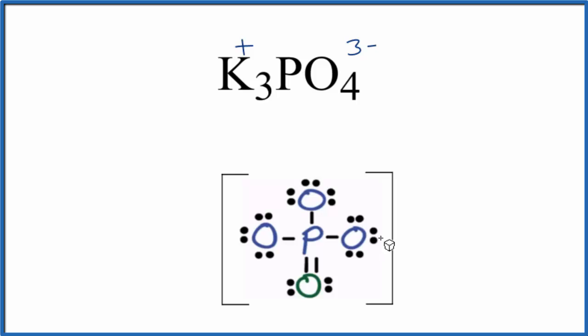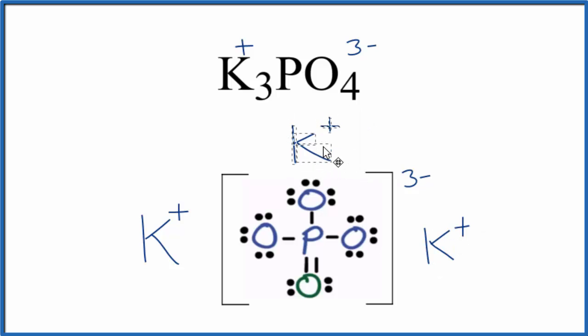So we have our phosphate ion, and we said that it's 3 minus. That means it has 3 extra electrons, and it got them from each of the potassium atoms. So let's put the potassium ions here. K plus, K plus, and K plus. They're just kind of out there. They're attracted to the phosphate because they're positive and the phosphate is negative. They've lost an electron, and it's gained it. So this is the Lewis structure for K3PO4.